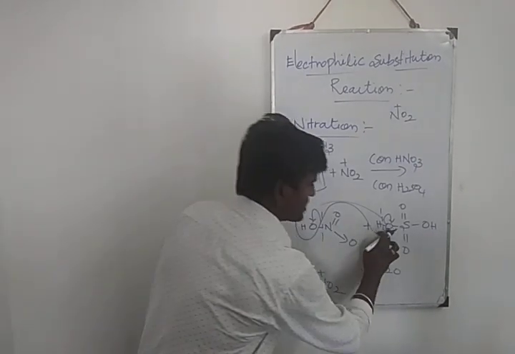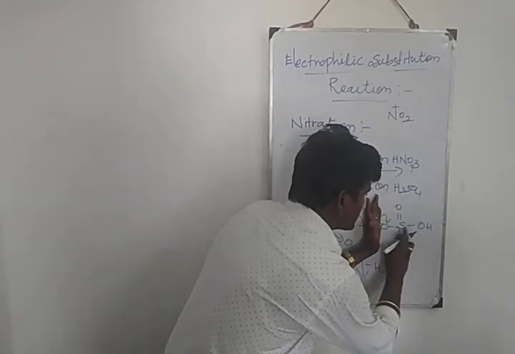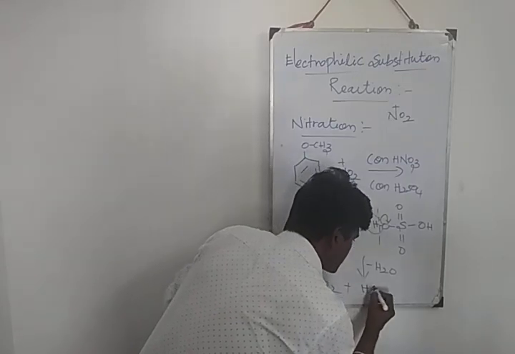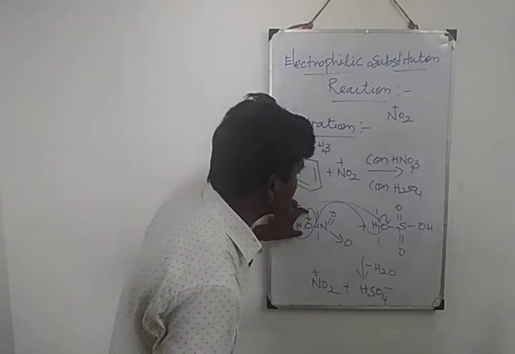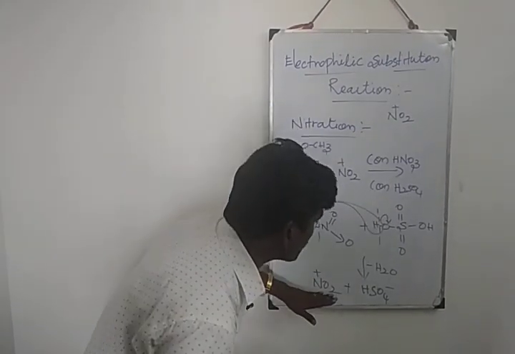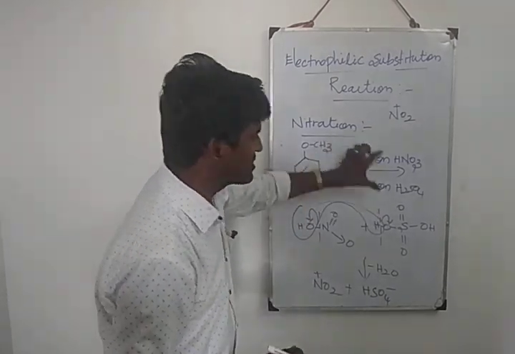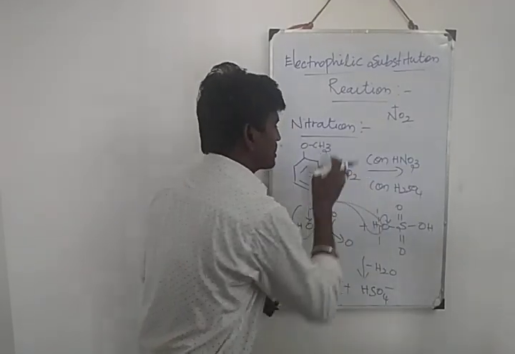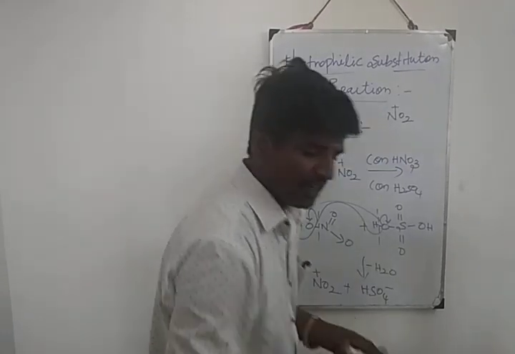Next, the remaining HSO4. One H plus is removed, remaining HSO4 minus. The oxygen charge is minus. When concentrated nitric acid reacts with concentrated sulfuric acid, it produces nitronium ion as well as HSO4 minus ion. Are you clear? This is the nitrating mixture reaction. This nitrating mixture gives nitronium ion. Another byproduct is the HSO4 minus ion.